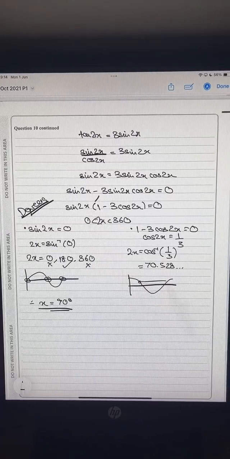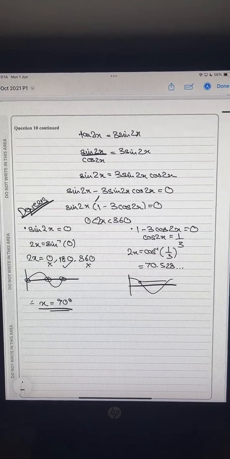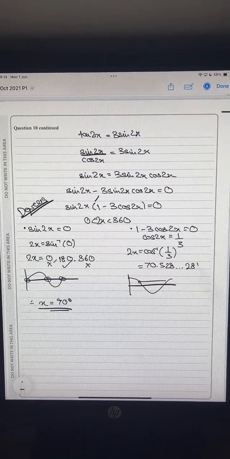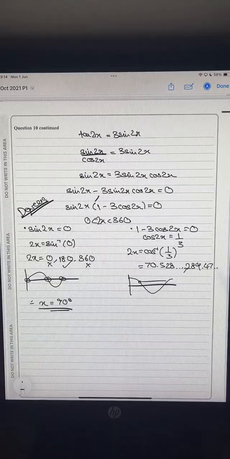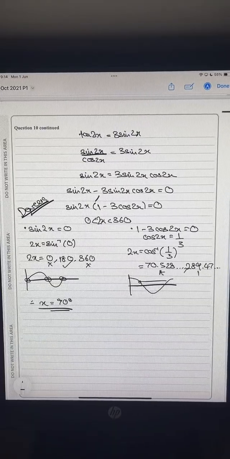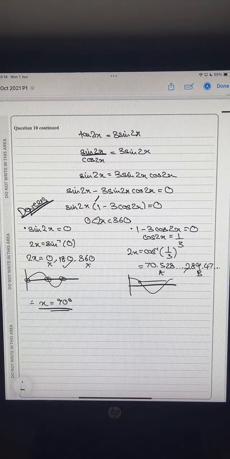So all I have to do is do 360 minus this value here, and I get 289.47, blah, blah, blah. I'm going to save these in my calculator as A and B, so I use the exact value, so I don't have any rounding errors in the middle. Make sure you do that using the store button on your calculator, followed by the red letter above it, which you want to save it as.